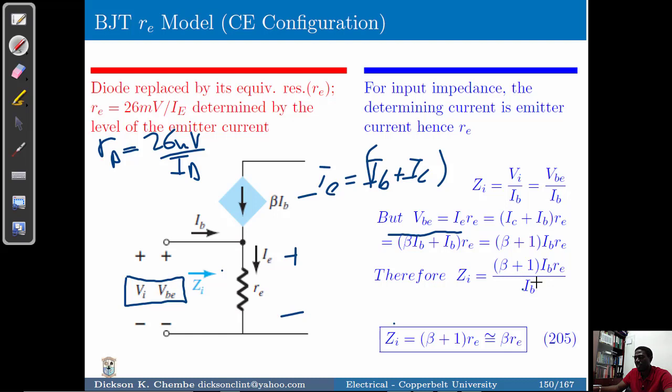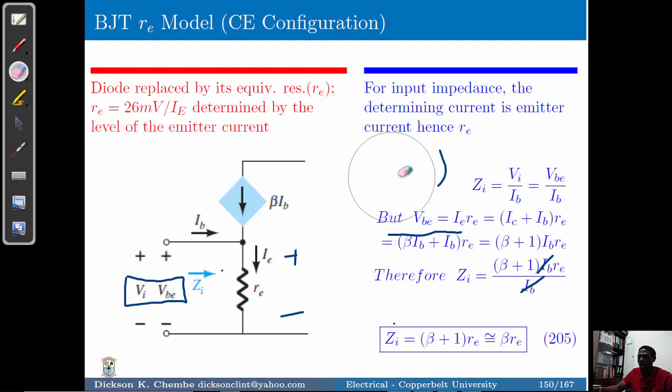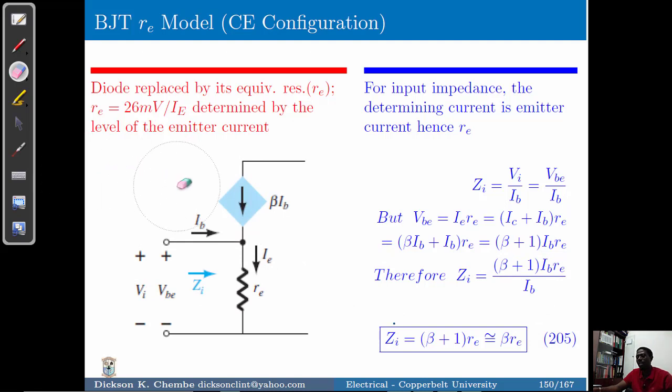So these cancel out, and we remain with the input impedance equal to beta plus 1 times r-e, which is approximately equal to beta multiplied by the equivalent resistance. And so, having found the input impedance, we then have to find the output impedance for us to come up with a model, an r-e model, that is going to approximate the behavior of a transistor in this case.